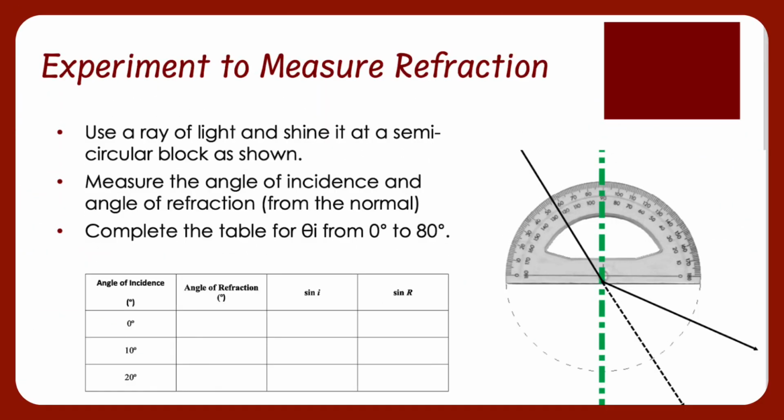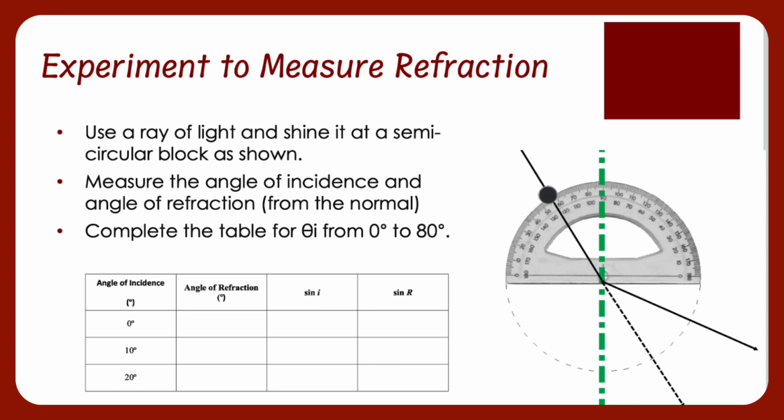So if I want to measure how much bending is occurring, if I want to measure refraction, a lot of the time we use a semicircular block. I've just shown it here with a protractor, but pretend underneath my block I have a piece of glass. I'm going to shine a light ray, because remember, light's a wave, and in this case, I find it easier to explain using light as a ray rather than using wavefronts.